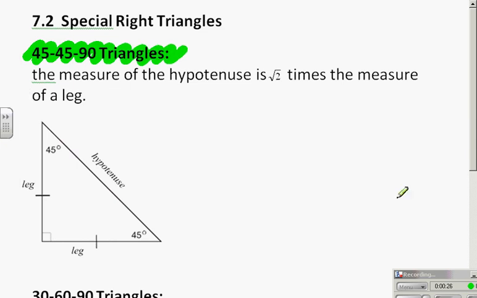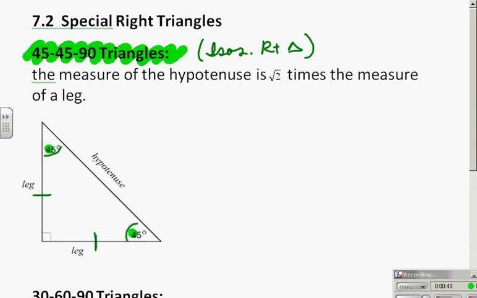So our first one is a 45, 45, 90 triangle. And what the 45, 45 refers to are the two angles. And if you think about those two angles being equal, that means the legs have to be equal. So what we're really talking about here is an isosceles right triangle.